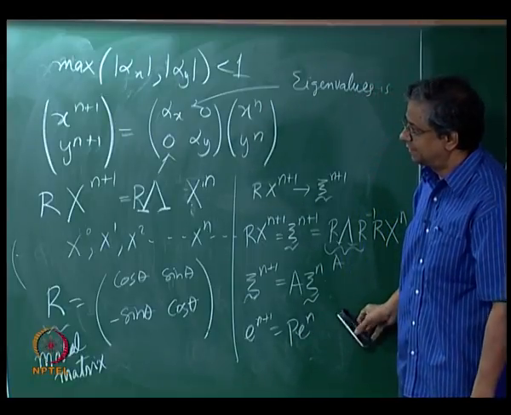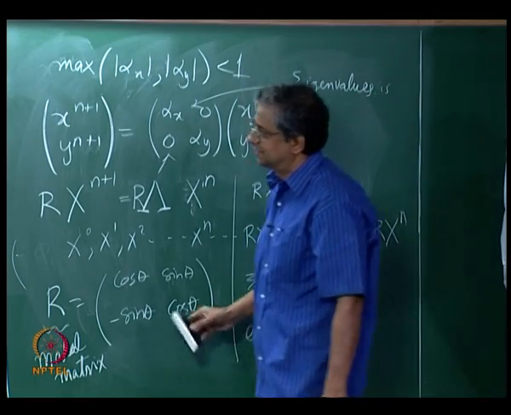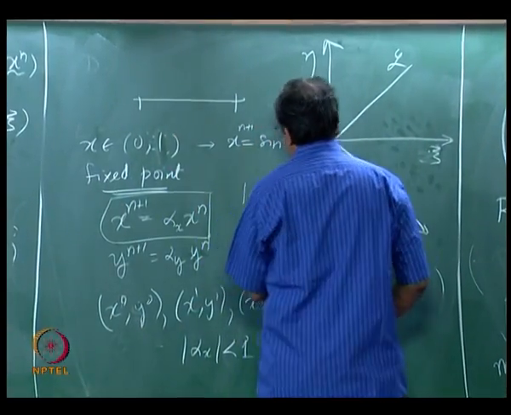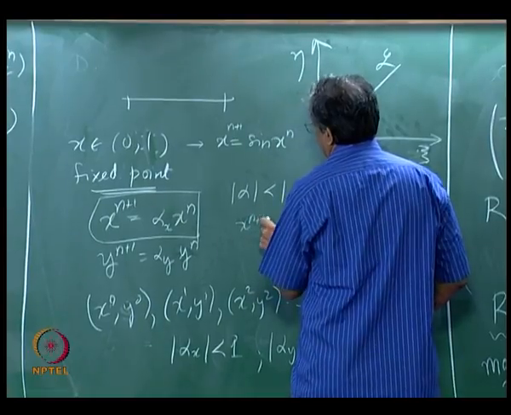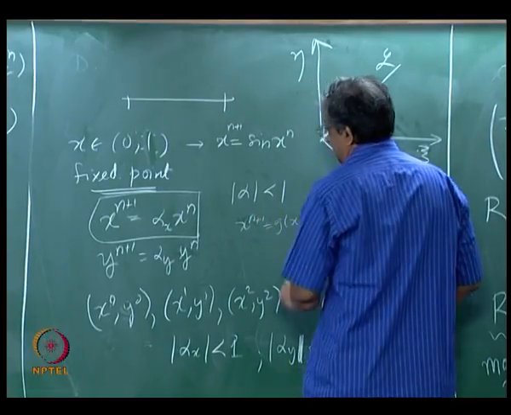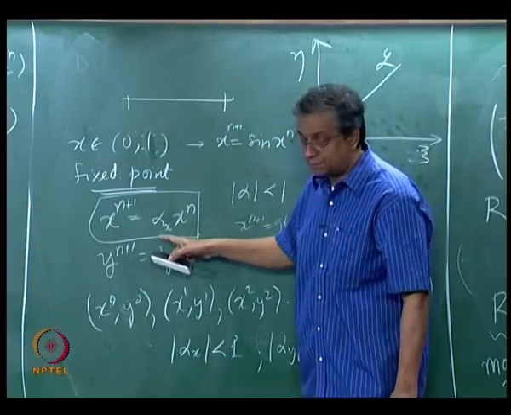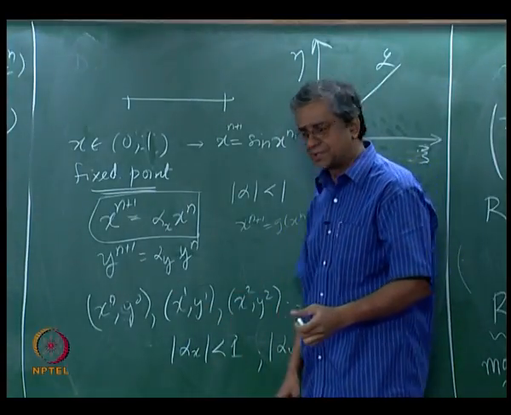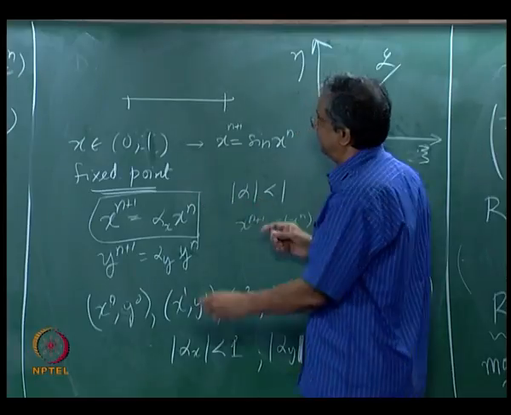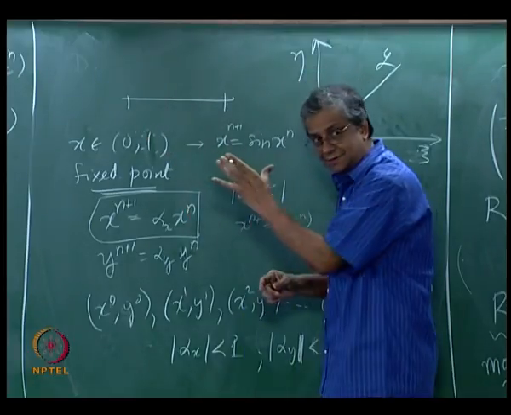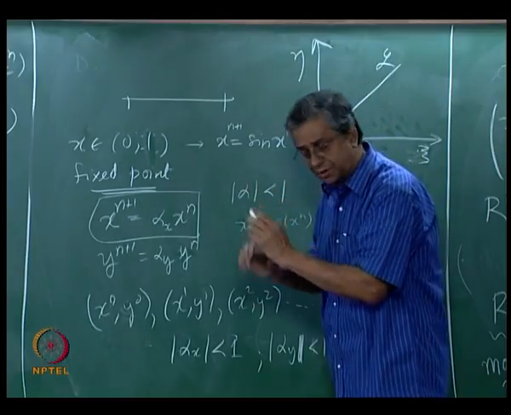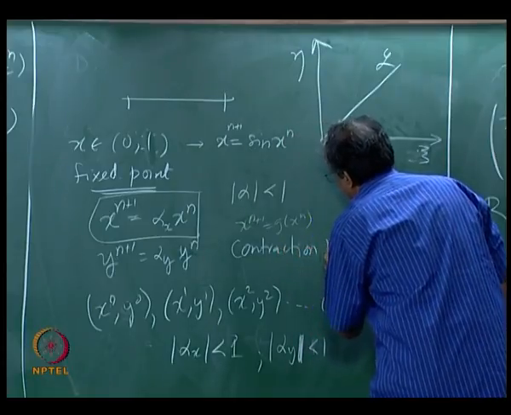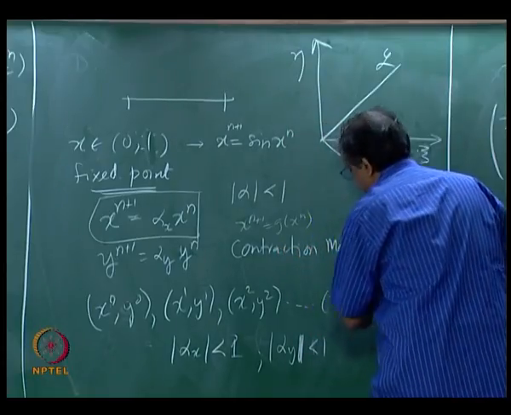This mapping, I forgot to mention this earlier, x n plus 1 equals g of x n, maps into itself, but when mod alpha x is less than 1, basically there is a shrinking happening. It is called a contraction mapping. That is, if you take values in a certain interval, it will map into a smaller interval. I will just write that here, contraction mapping. So the mapping is not only into itself, it is a contraction mapping.